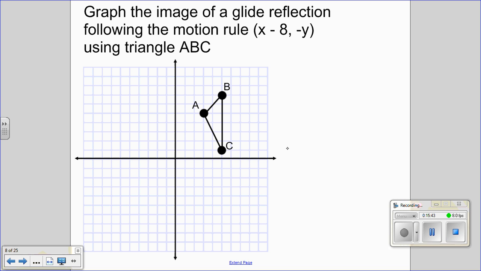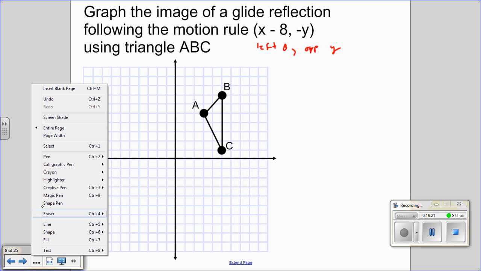Graph the image of a glide reflection following the motion rule (x minus 8, negative y) using triangle ABC. Well, according to the motion rule, it wants us to take all our x's and subtract 8. By doing so, the triangle would move left 8 units. And then it wants us to take all of our y values and multiply them by -1. In other words, make every y the opposite y. So if it was originally positive, it'll become negative. If it's originally negative, it'll become positive.